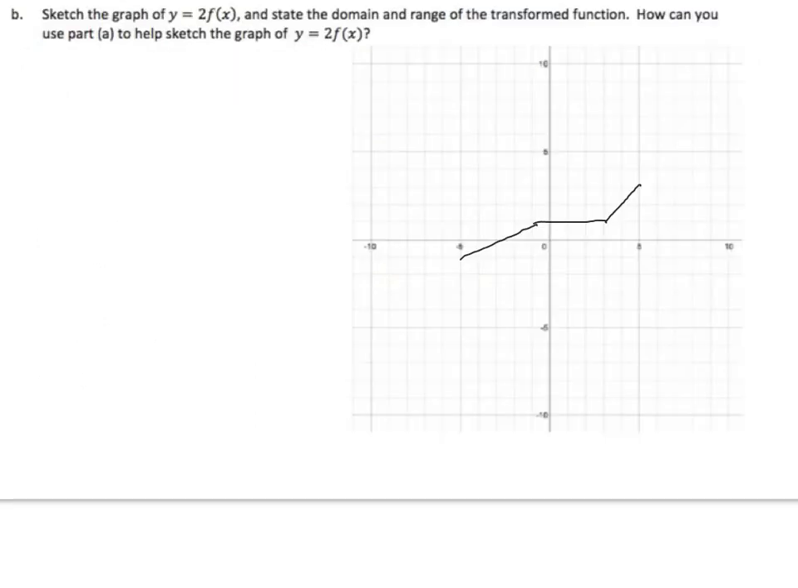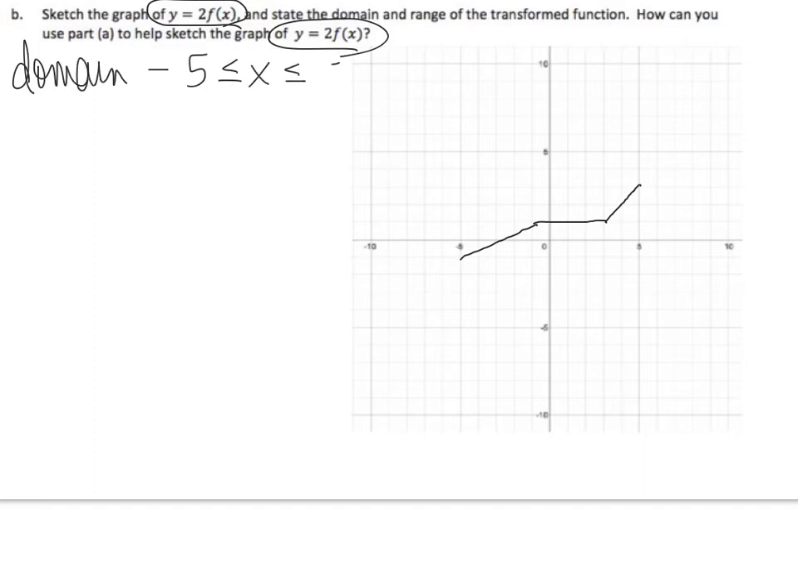Alright, sketch the graph of y equals 2 times f of x and state the domain and range of the transformed function. How can you use part A to help you sketch the graph of y equals 2 times f of x? First of all, our domain is not going to change. It's still -5 to 5. Our range is going to change. So let's look at that.